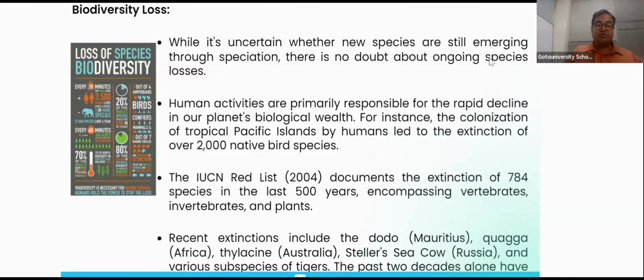The Mauritius dodo bird is no more now. The cougar of Africa, thylacine of Australia, Steller's sea cow of Russia are not there in the world because the species vanished because of the human population as well as the pollution made by the human population. It drastically reduced the survival of these birds. So this is a very good example of the biodiversity loss. Like this, we told you.